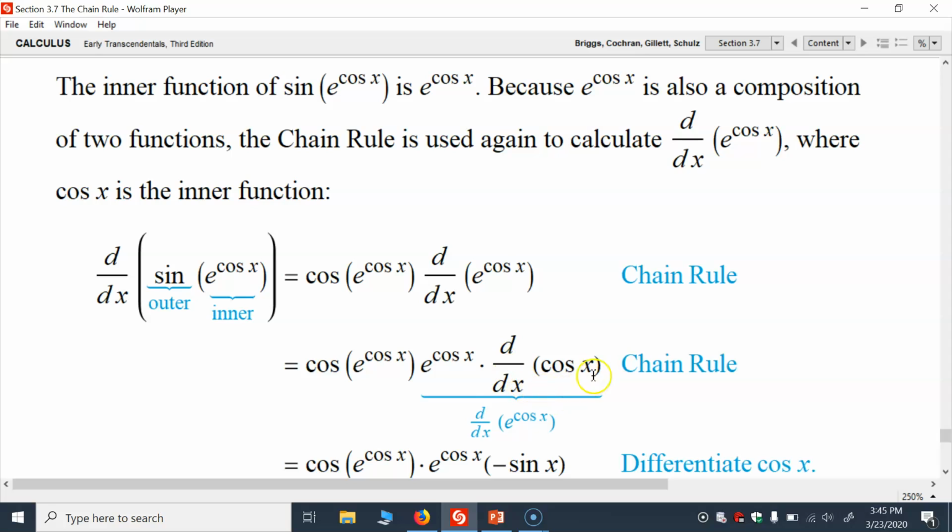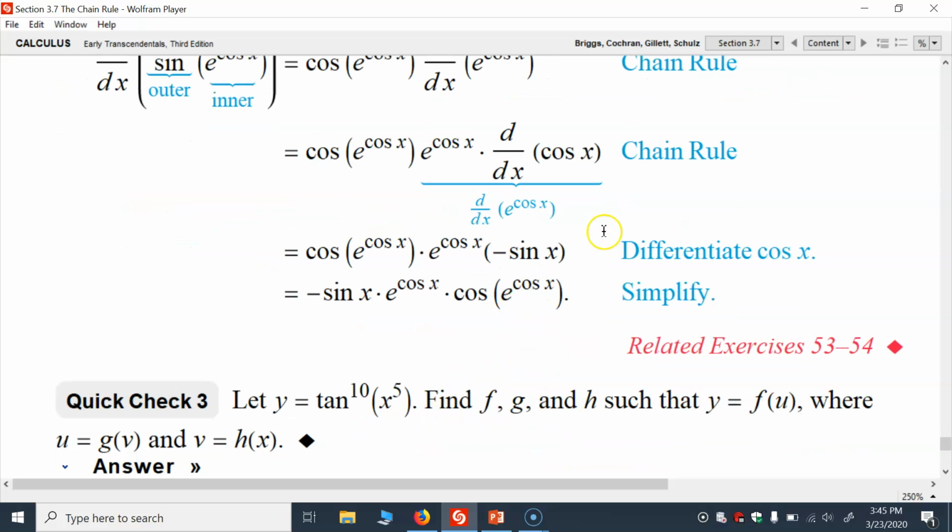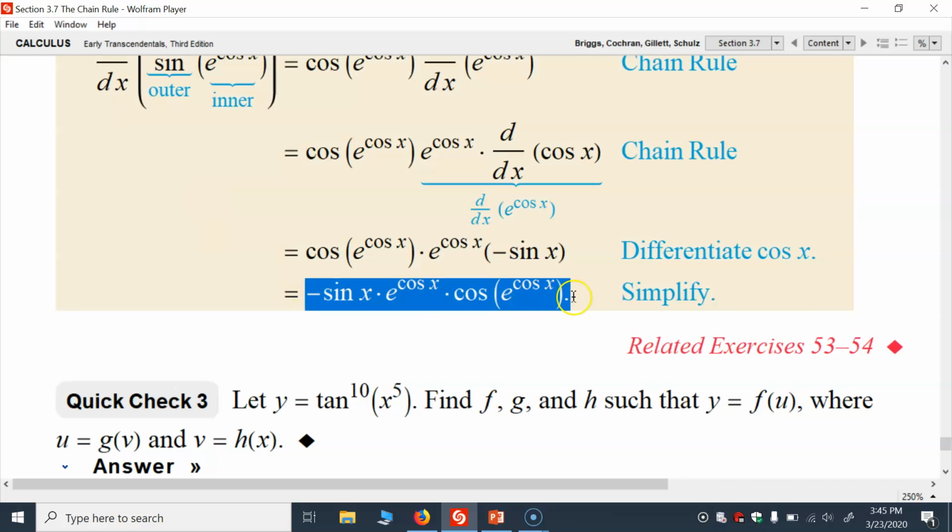And then there's the derivative of that third function, the inner function here, cosine of x, which is minus sine of x. So really this is the first piece, and then the second piece, and then finally the third. And then we'll see these two terms will be moved out front. All right, and there's your final answer.